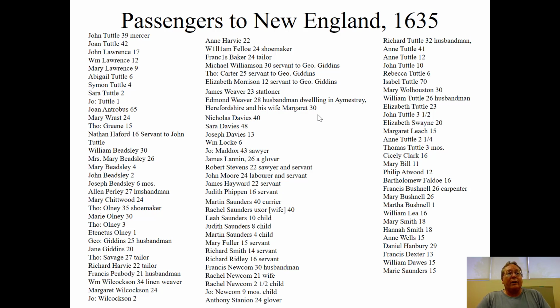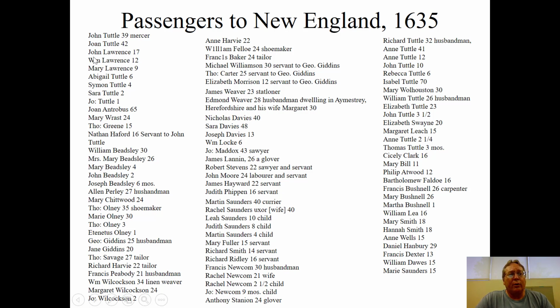We also notice that a lot of them are coming over in families. One common name for this particular community is a group called the Tuttle family. Here you have John Tuttle. He's 39 years old. He's called a mercer. What we would today call that is a shopkeeper. He's a store guy, right? He runs a little store, whatever it might be. His wife's name is Joan. She's 42 years of age.